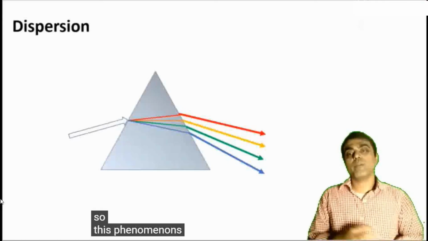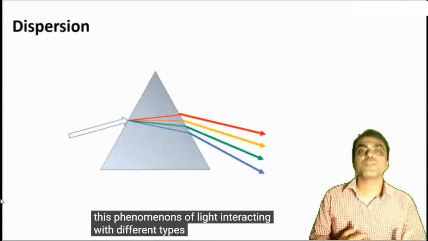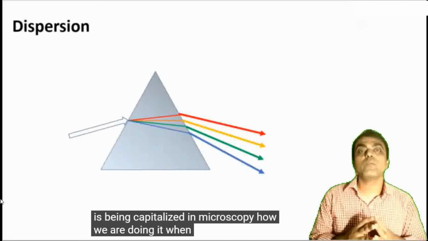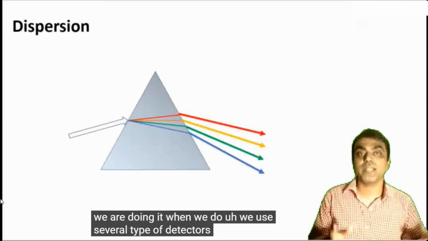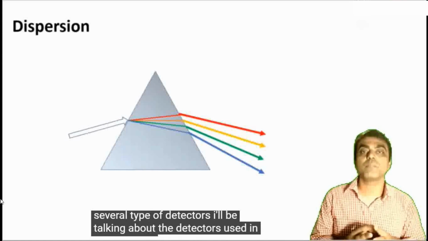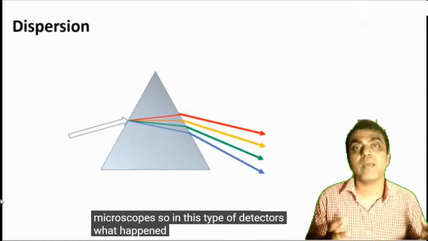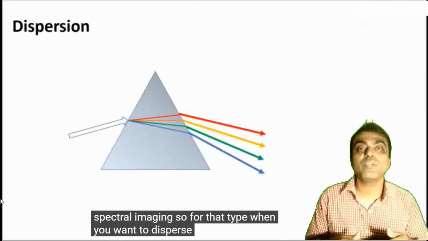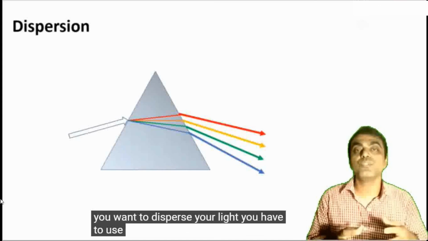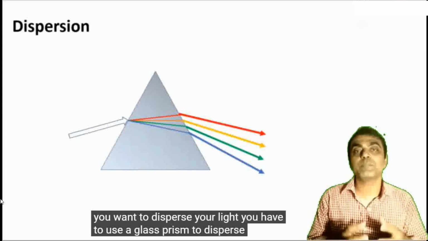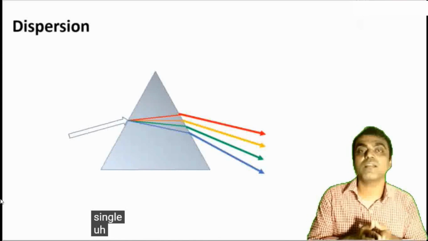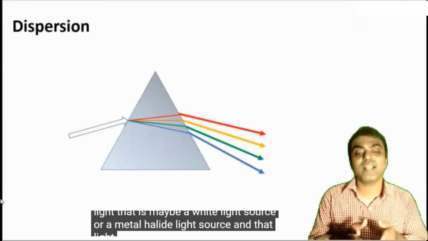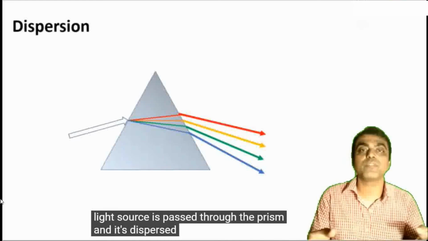So this phenomenon of light interacting with different types of media is being capitalized on in microscopy. How are we doing it? We use several types of detectors. I'll be talking about the detectors used in microscopes. In this type of detectors, you need to do some spectral imaging. For that, when you want to disperse your light, you have to use a glass prism to disperse your single light, maybe a white light source or a metal halide light source, and that light is passed through the prism and it's dispersed into all the wavelengths.